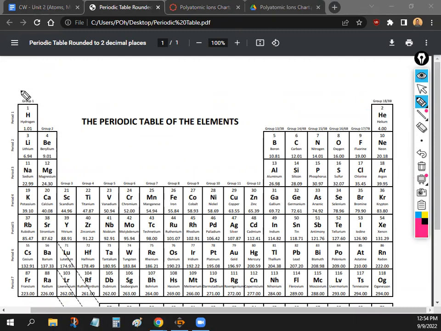So everybody in the first column, they want to become +1. That includes hydrogen, okay? And you guys probably want to write this in your periodic table, okay? Everybody in the second column wants to be +2.